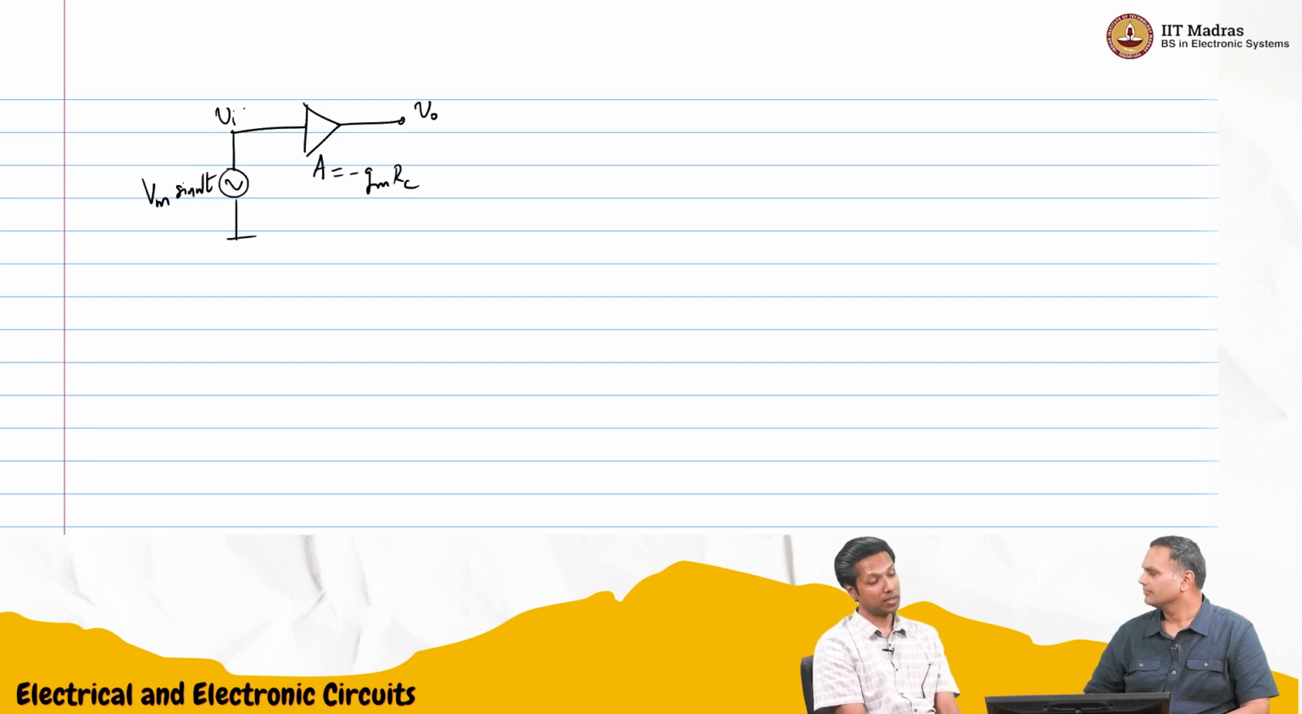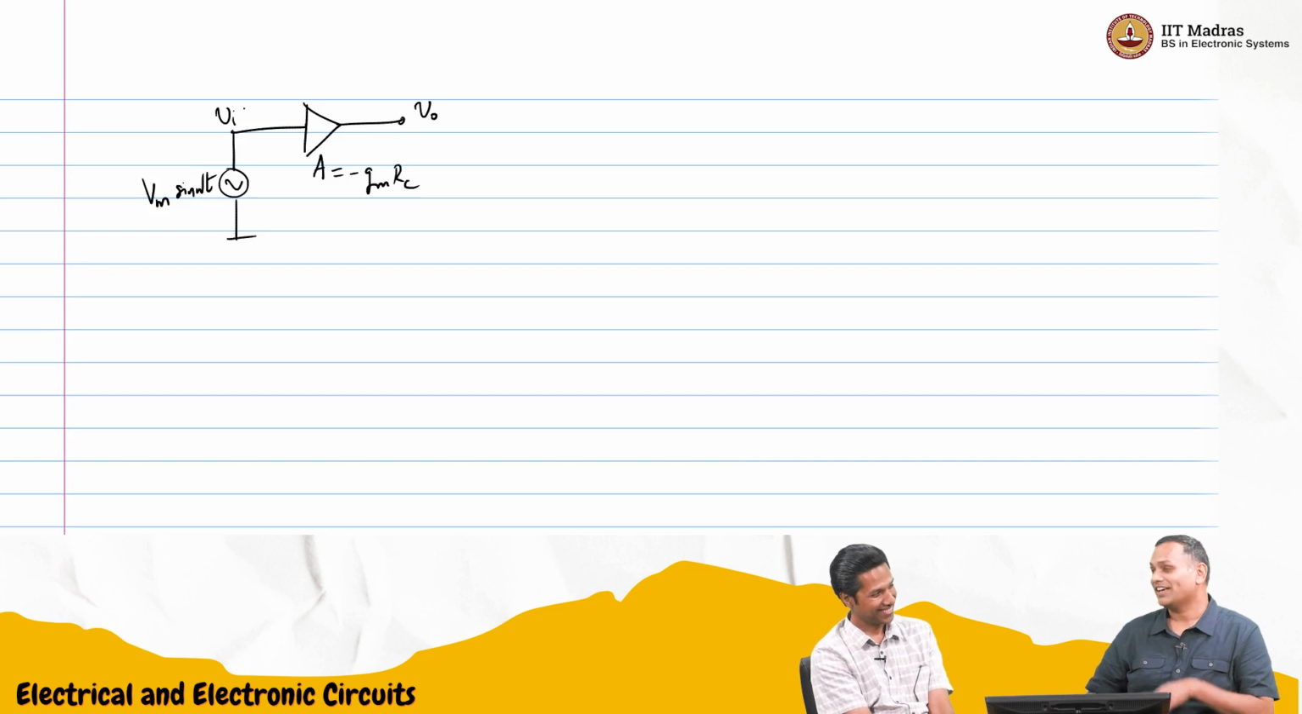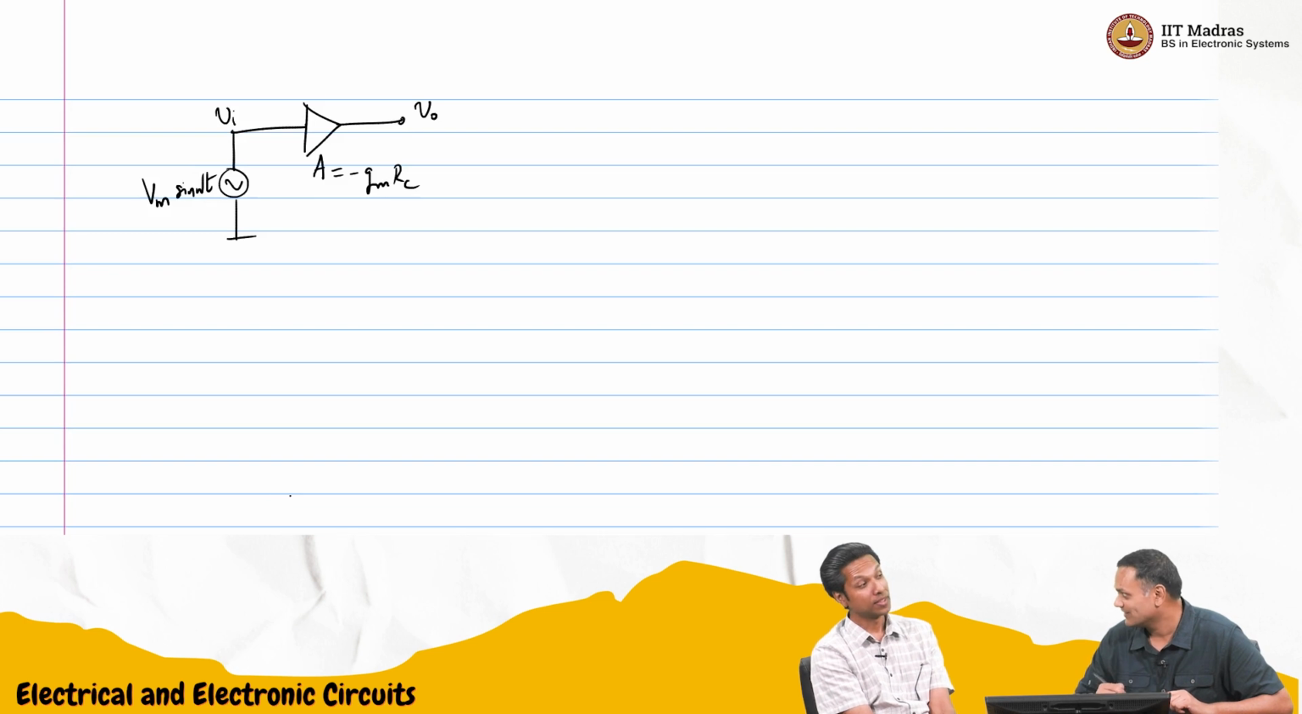Now in some applications, I may have two voltages, maybe Vm1 sin omega T and Vm2 sin omega T, and I may want to amplify the difference alone. Oh, I see. So you want to amplify the difference. Okay, let's look at that.